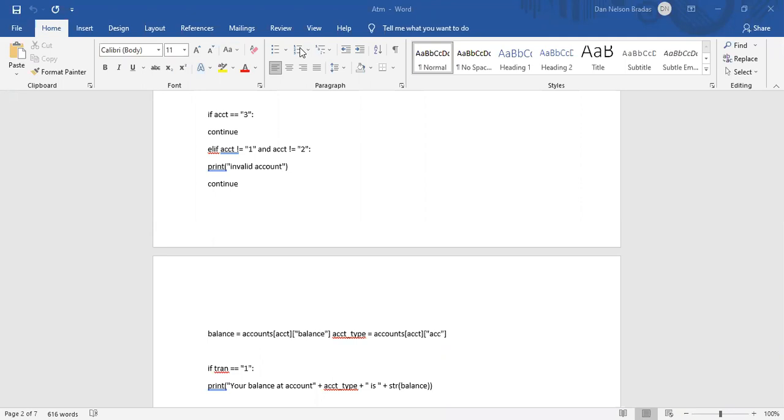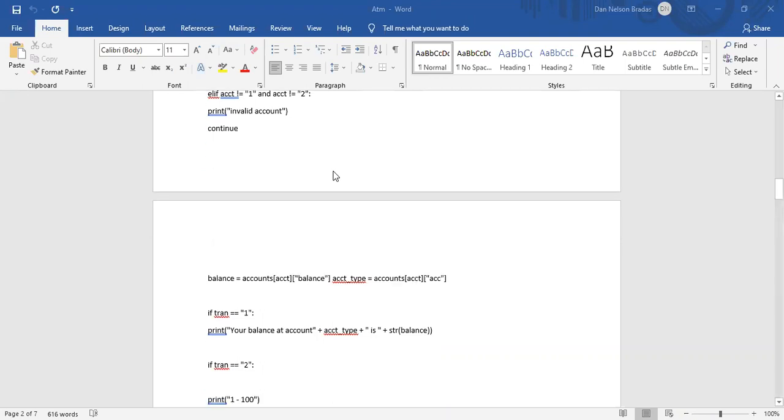The first account is number 1. The second account is number 2. Print invalid account. Continue. Balance, accounts, account type. And if transaction is 1, print your balance at account type is string balance.